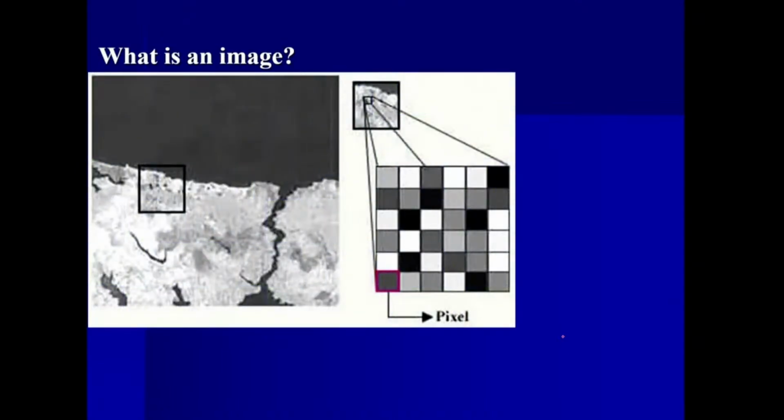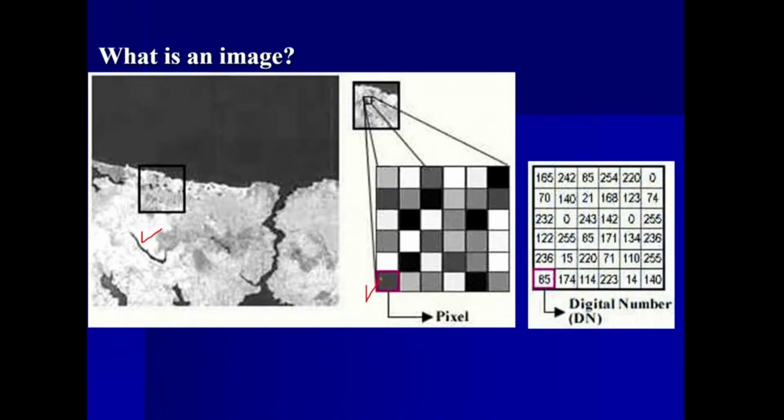And here for the satellite also, if you zoom into some portion, this is a satellite image, and if you zoom up to a certain level, you see the pixels which appear like small boxes. And further, if you zoom within this box, you will find some numbers, and these are your digital numbers.